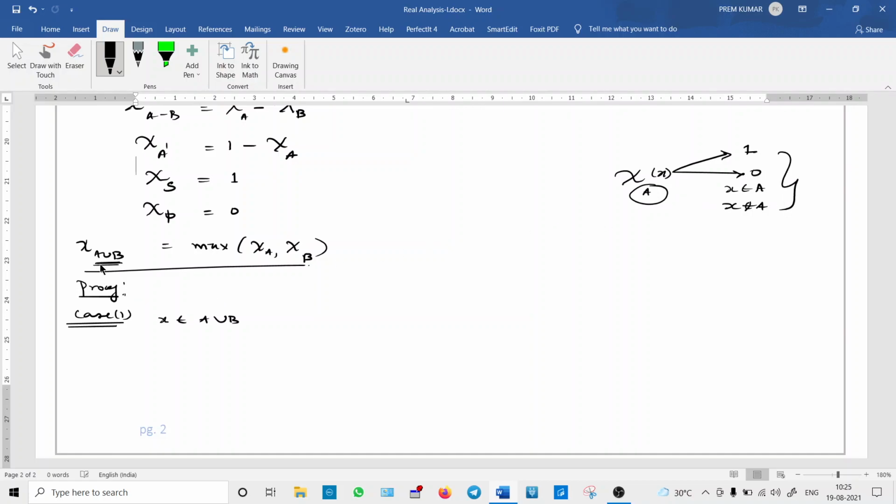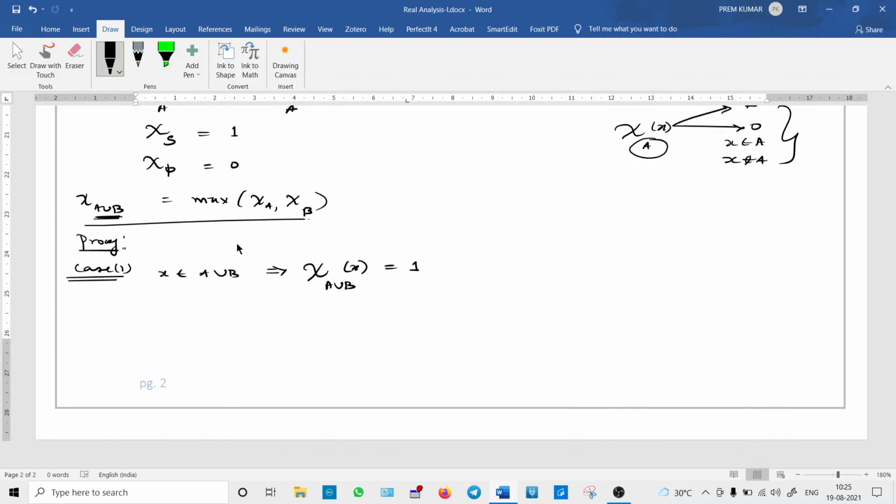Here, this is the characteristic function of A union B. So what happens if x belongs to A? If x belongs to A, what is the characteristic function value? It equals 1. So chi A union B of x equals 1. Now we are going to see what is happening in the maximum of chi A and chi B. That also must be equal to 1. Then we can say that chi A union B equals the maximum of chi A comma chi B. I name this as 1.